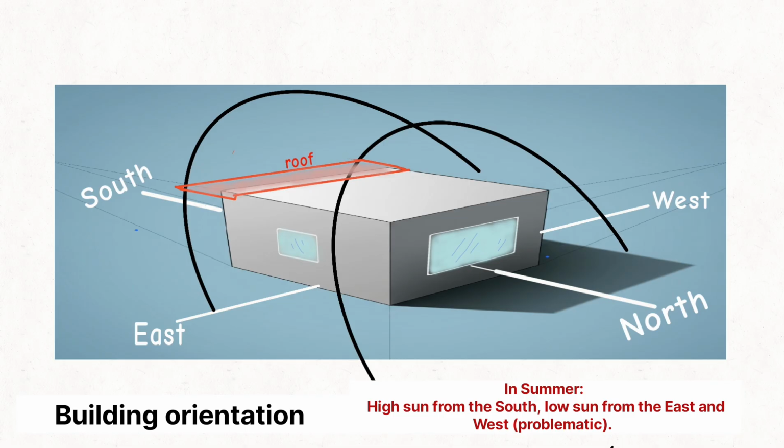Summer sun path: high and northerly arc. In summer, the sun rises significantly north of east. In summer, there is high sun from the south, and low sun from the east and west, which is problematic.